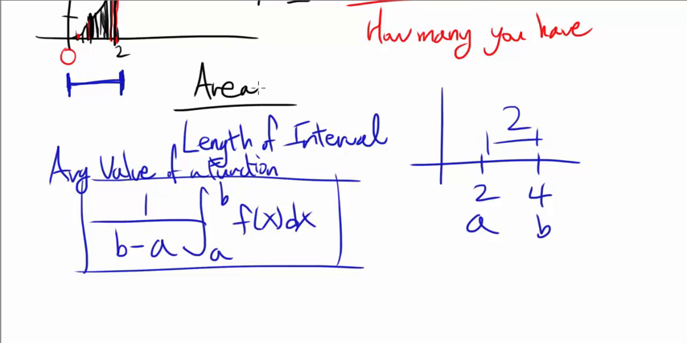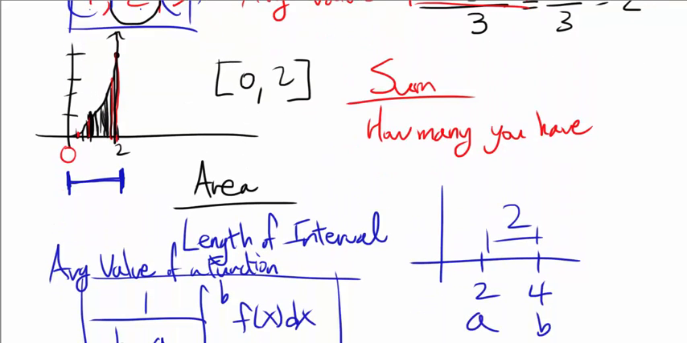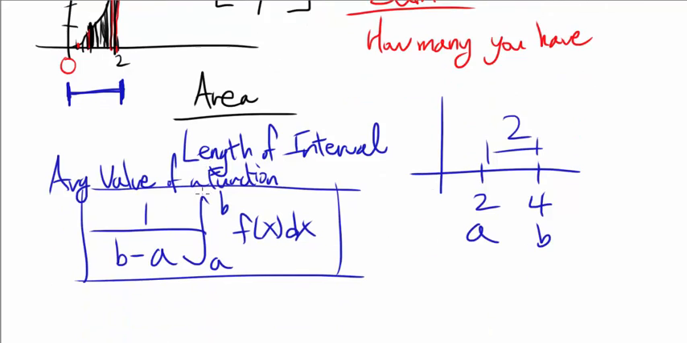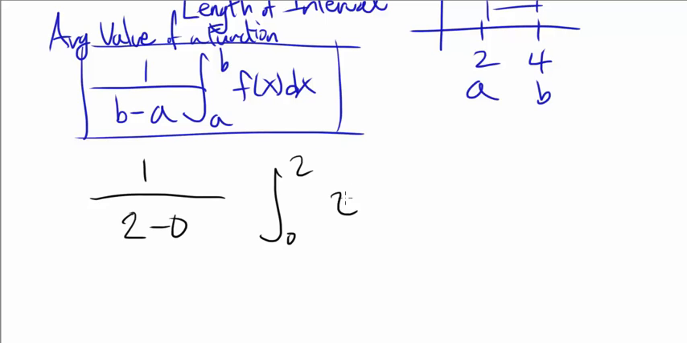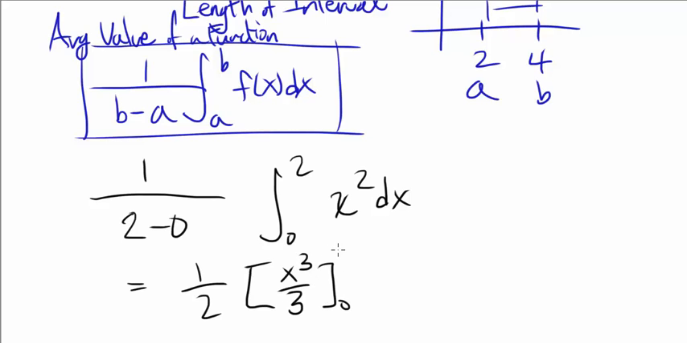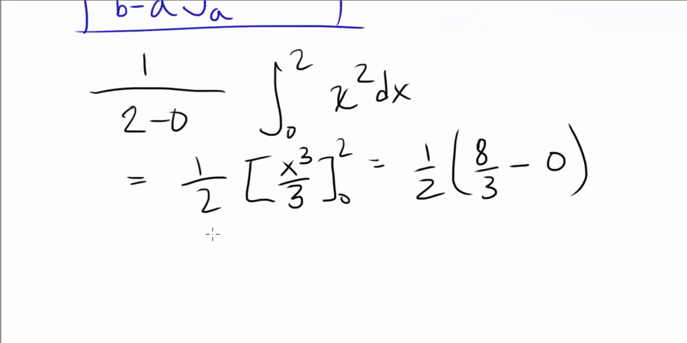So let's go back to our example, y equals x squared, and find the average value of this function from 0 to 2. Our average value is going to be 1 over 2 minus 0, since our interval is 2, multiplied by the integral from 0 to 2 of x squared dx. And this is 1 over 2 times x cubed divided by 3, evaluated from 0 to 2. Evaluating it at 2 gets you 8/3 because 2 cubed is 8. Evaluating it at 0 gets you 0. So our average value is 4 divided by 3.